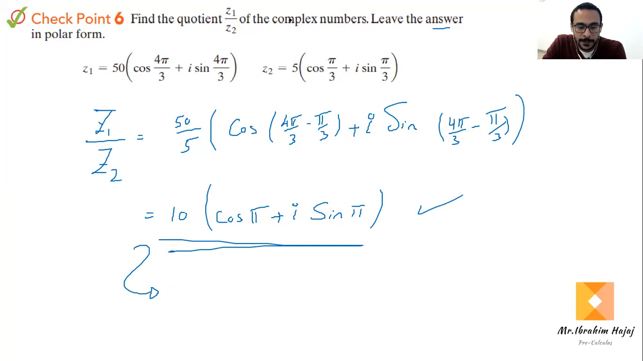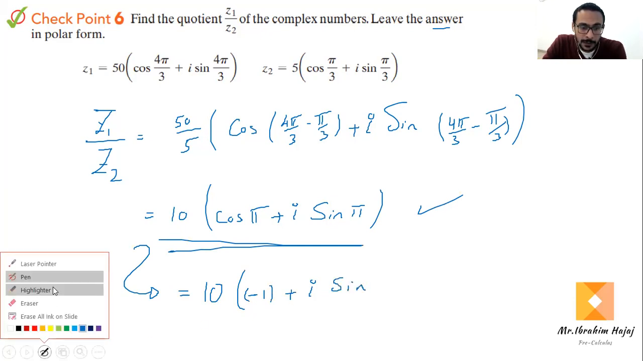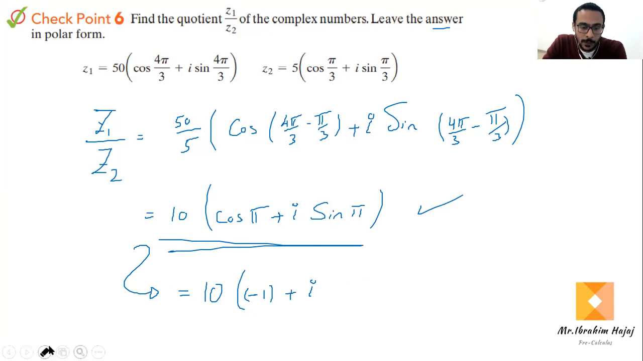what should you do, guys? We will evaluate. 10 cosine pi is minus 10, so minus 10 times minus 1 plus i sine pi. What's sine pi? Sine pi is 0. So there is no i here, and only my answer is negative 10.